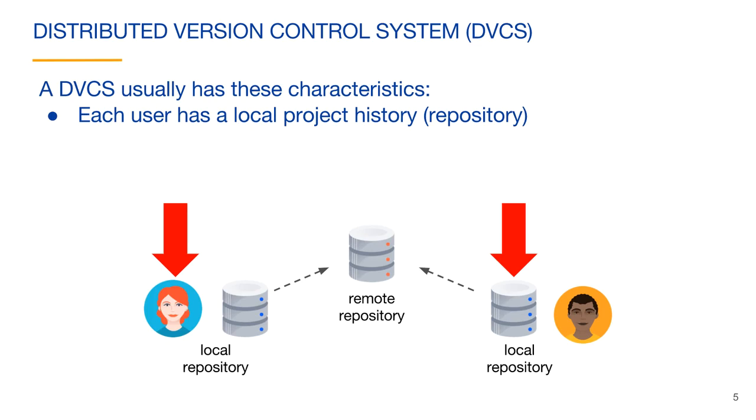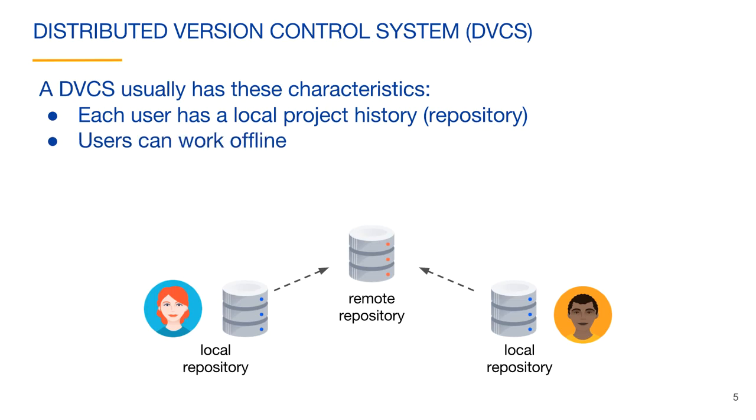on their local computer. Even though repositories are distributed among team members, there's also a single remote repository that is designated as the source of truth, or official state of the project. This repository is usually hosted in a data center or in the cloud.